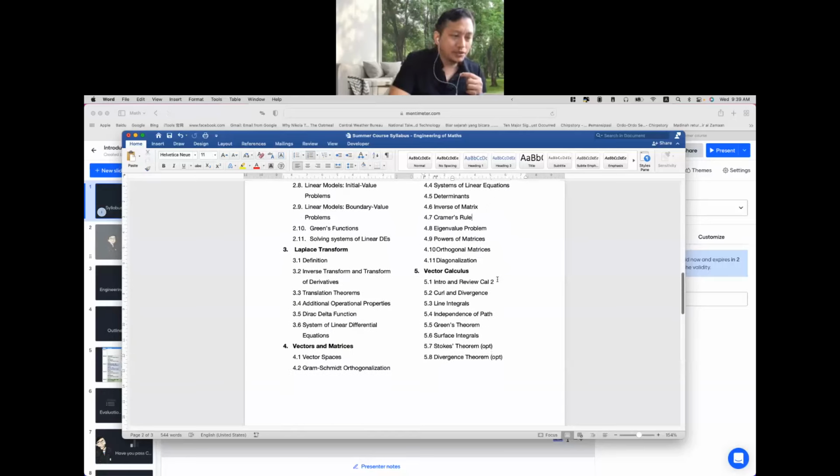Vector calculus, I will try to review some parts that are important, and you will be using that part frequently, so a little bit of review, and then moving on to divergence, curl, line integrals, Green's theorem, surface, Stokes' theorem. Although I wrote Stokes and divergence as optional, Stokes maybe we will have, because it's still doable, not really that complicated. But the divergence theorem, like the Gauss theorem, is optional. Maybe we can skip, but we will see if we can have this.